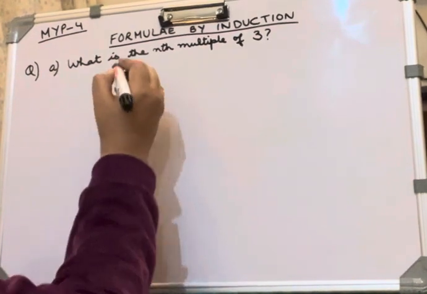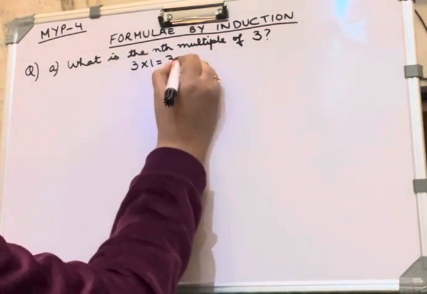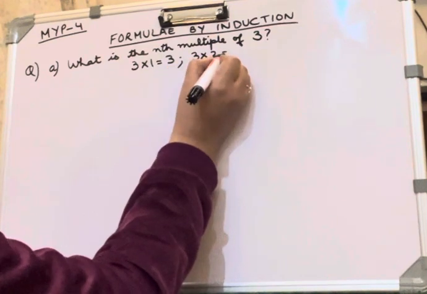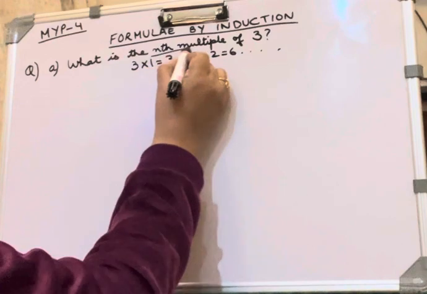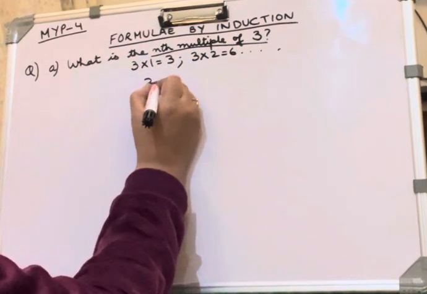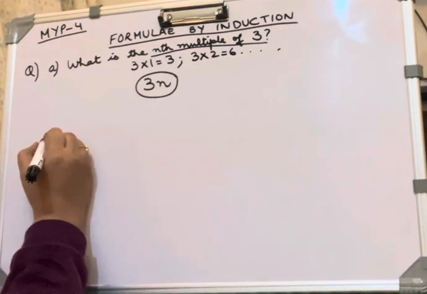3 into 1 is equal to 3. 3 into 2 is equal to 6 and so on. So what is the nth multiple of 3? 3n. This is the answer. Now part B.